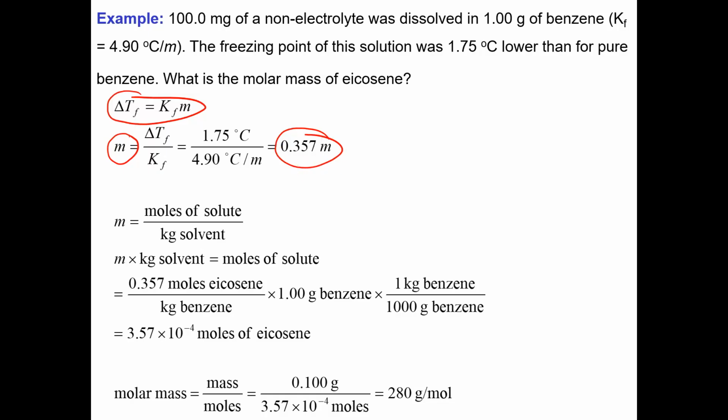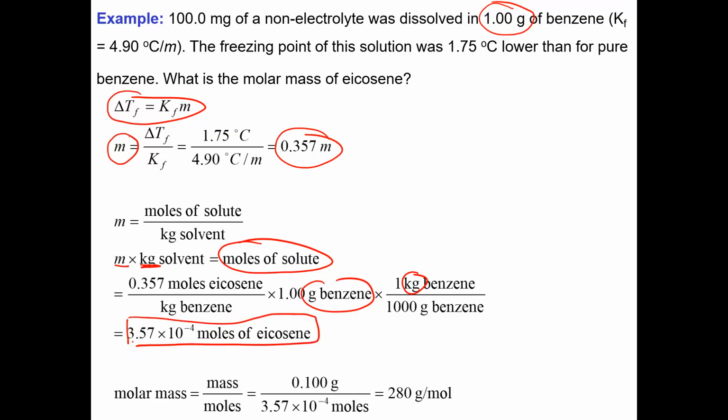Now we want to remember that the molality is simply equal to the moles of solute divided by the kilograms of solvent, and we can easily get the kilograms of solvent, so that means that we can solve for the moles of solute. So the moles of solute is simply going to be our molality, which we just got, multiplied by our kilograms of solvent. I do need to be mindful to convert my grams of benzene into kilograms of benzene. But having done that, I can now get my moles of my solute, which is called ecosene in this case.